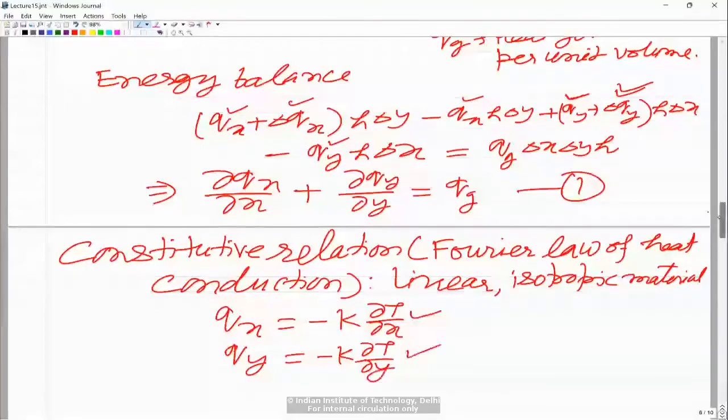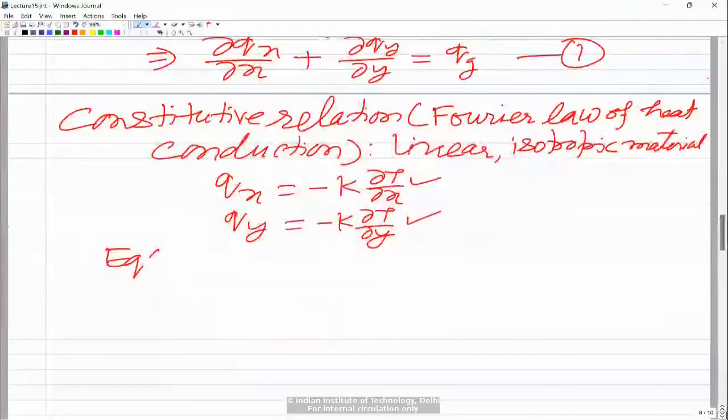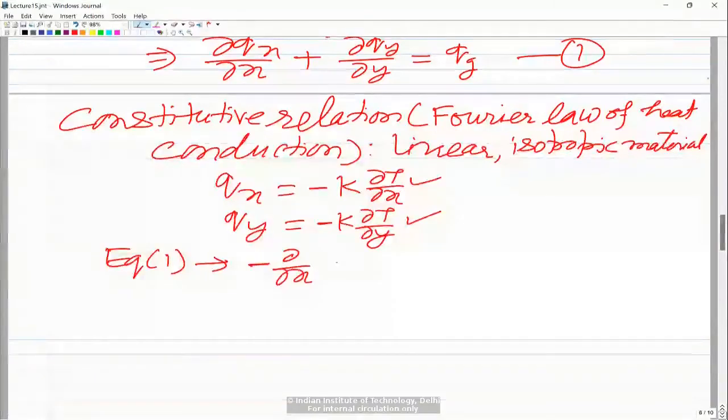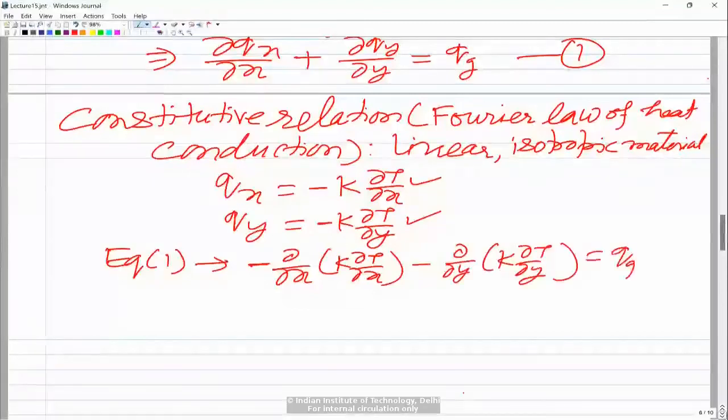So equation 1 can be written as follows. We have a minus sign here and a minus sign here. The first term is, as it is, del by del x of Qx, and Qx is minus k into del T by del x. That minus I have written over here, so here you have k into del T by del x. I am writing this k inside because k could be a function of x and y, so it has to be inside the outer del by del x. Similarly, the second term would be minus del by del y of k into del T by del y, equal to qg.